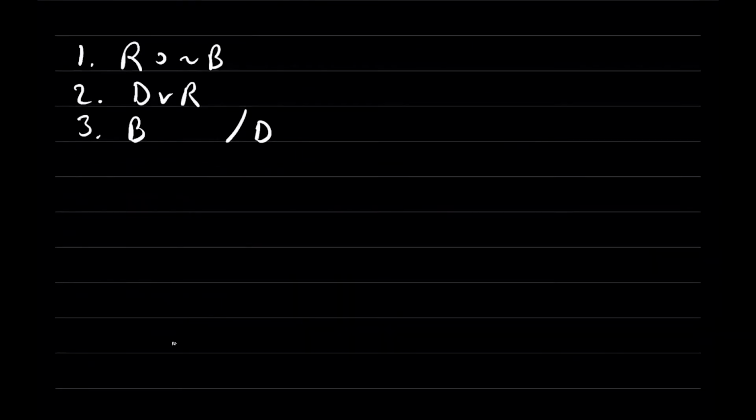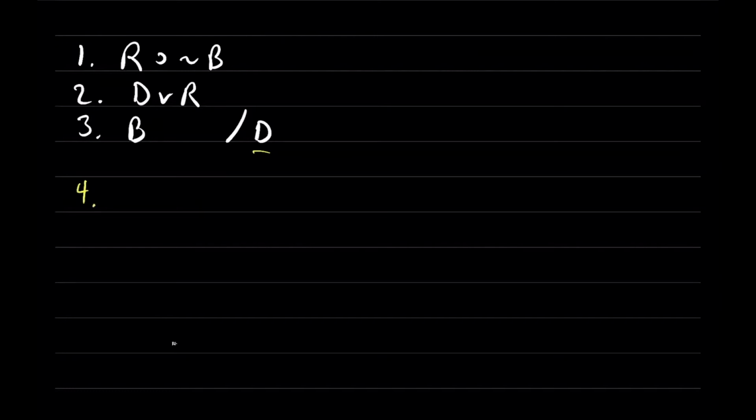Okay, next proof. Here we're given 3 premises. Line 1 says R implies not B. Line 2 says D or R. Line 3 says B is the case, and we're just trying to show that D follows. I think this is going to be a fairly straightforward proof.